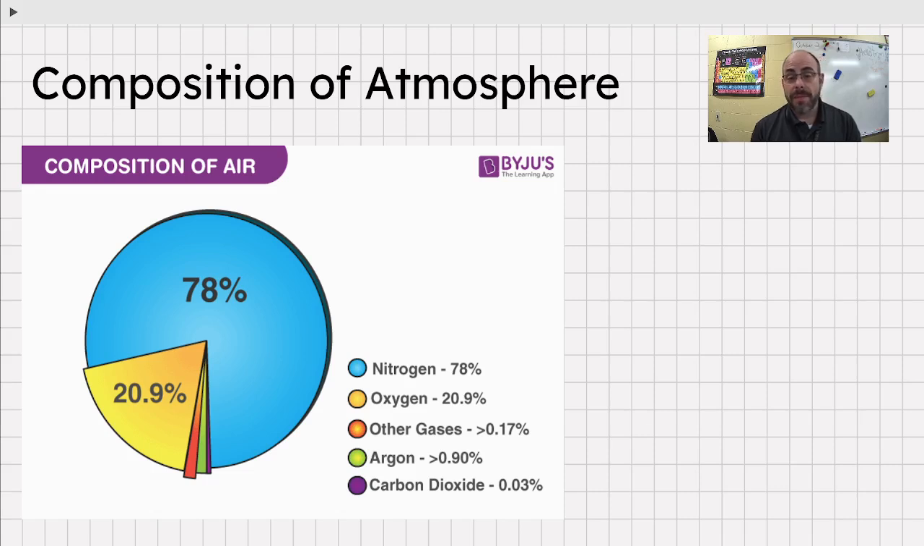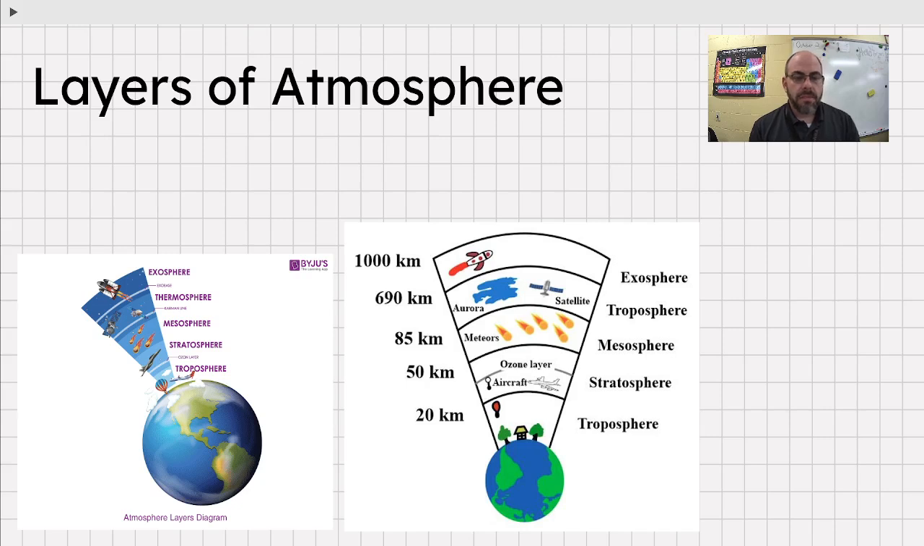The composition of the atmosphere is generally stable, meaning that it is generally found to be around the same thing. However, anthropogenic inputs, meaning things that come from humans, can actually alter that concentration, which is why we see CO2 levels rising and that sort of thing because of fossil fuel burning.